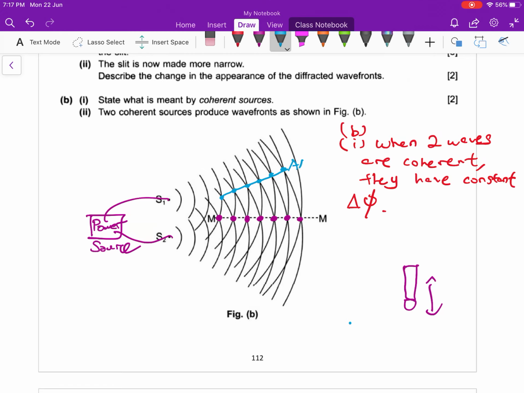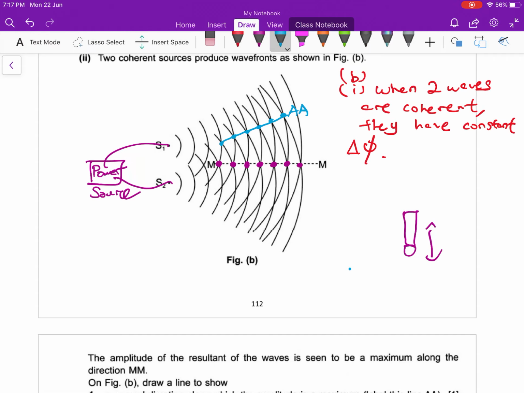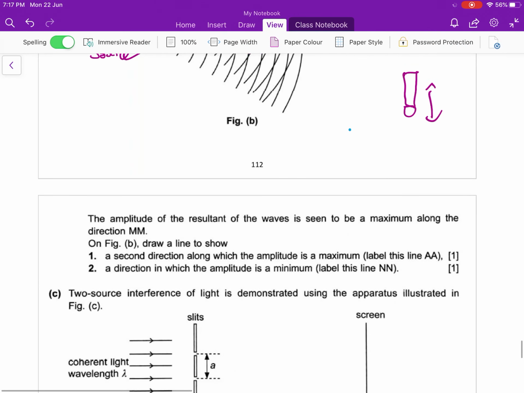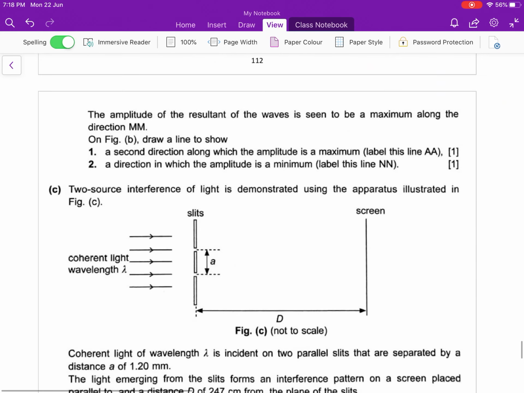Okay, AA. What about 我们的 minimum 或者我们的 destructive interference? 我们的 destructive interference 是没有交叉的. So maybe 用青色. Okay, so at this point, 没有交叉, just connect everything. Okay, so maybe like that. 这个是我们的 I think NN, right? 我们青色是我们的 node 或者我们的 destructive interference. 没有交叉, 那两个 wave 是没有 intersect.